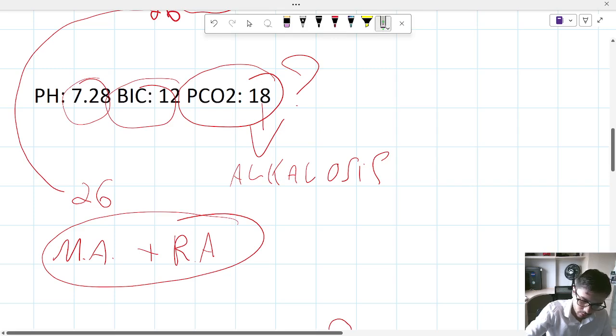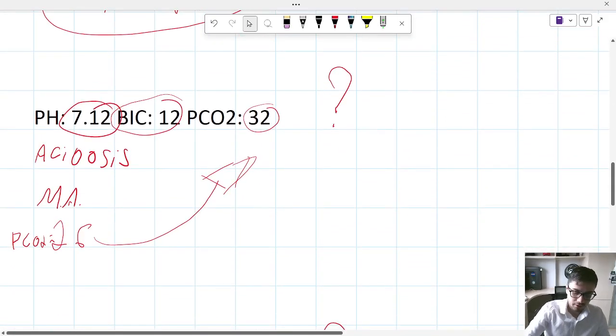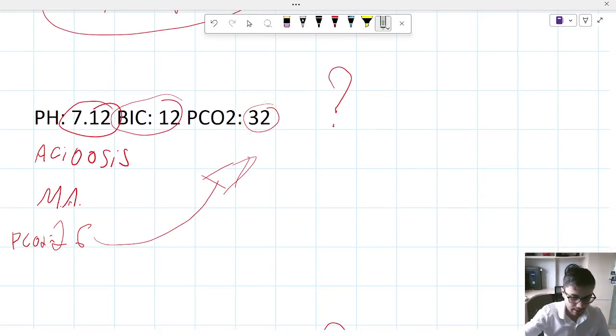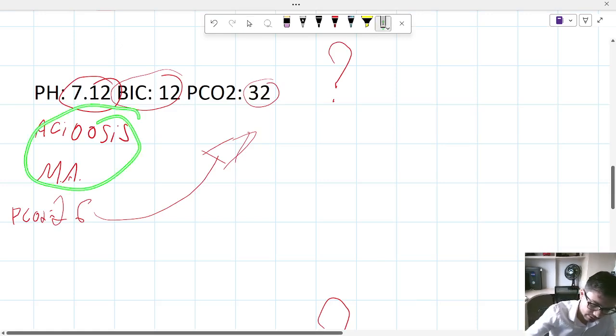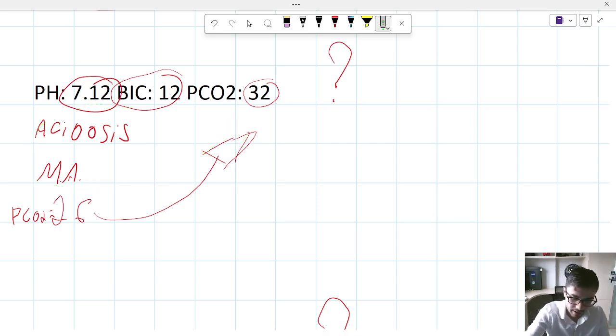With a lower PCO2, we end up with a respiratory alkalosis. If we have a higher than the expected value, we'll call it a respiratory acidosis. Okay, guys, so we have a metabolic acidosis plus a respiratory acidosis. Yes, we have a mixed acidosis in here, okay?